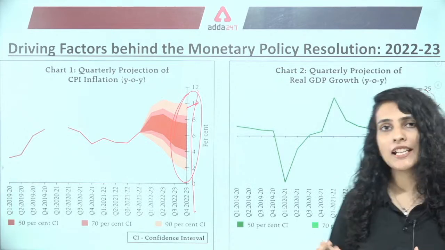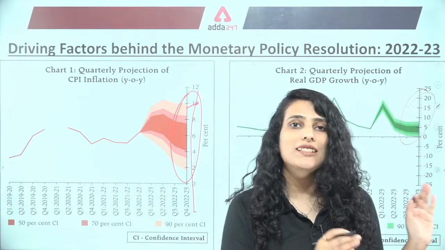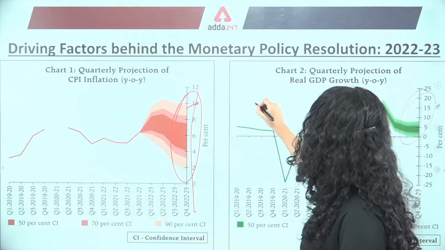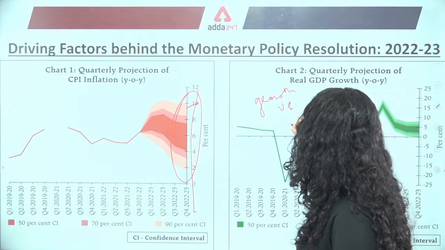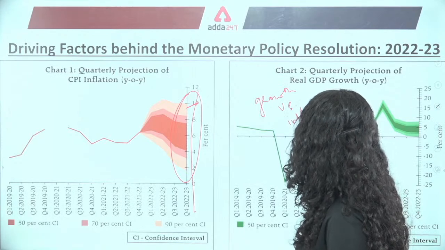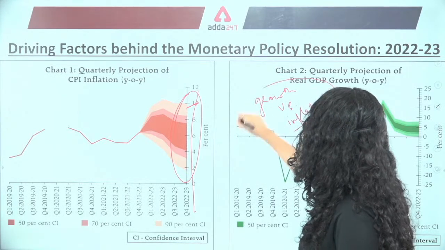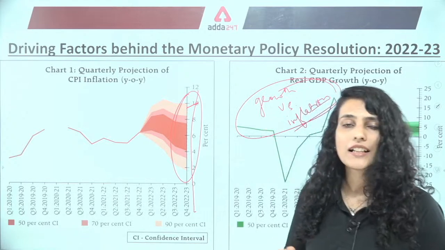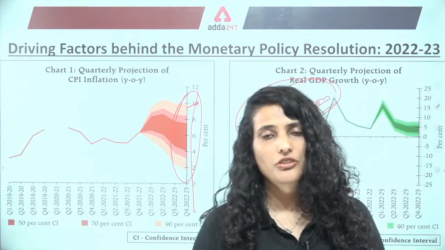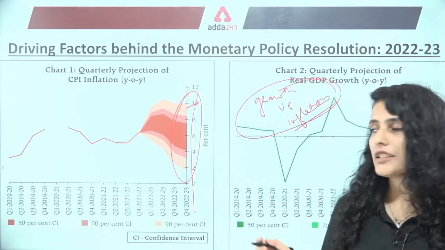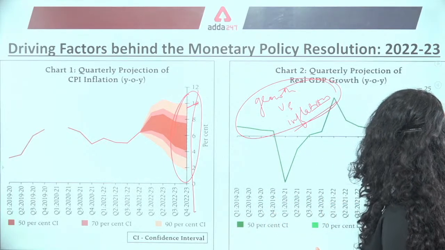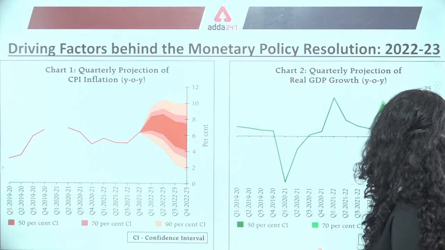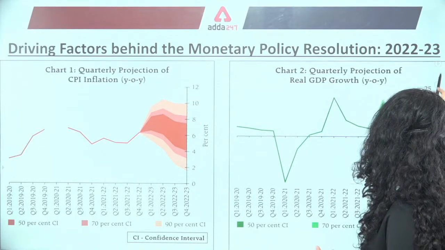So यहाँ पे वही criteria हो रहा है जो हम लोगों ने सबसे पहले discuss किया था, that is growth versus inflation. Growth versus inflation is the driving factor behind the monetary policy resolution of 22-23. Okay, so let's have a look. Let's have a look at the final statement given by the RBI regarding this.